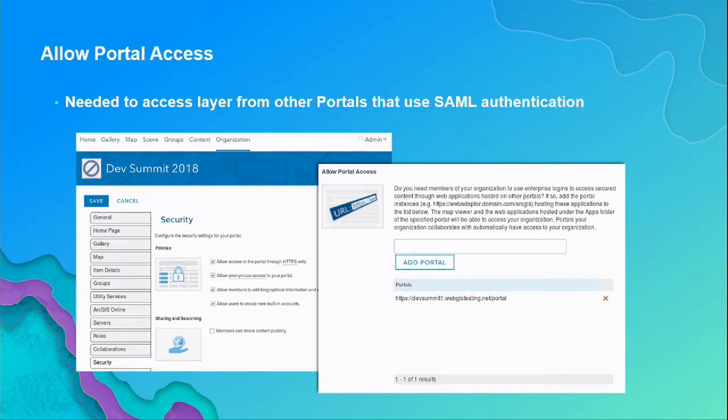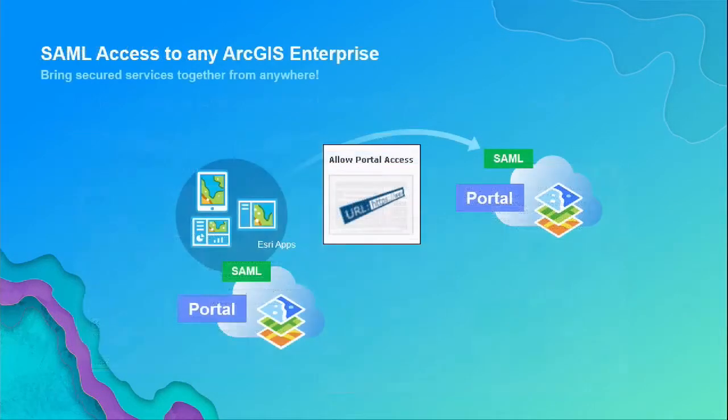I apologize. Another option is the allow portal access. This is particularly helpful when you're working with two portals and you've got a map on one portal accessing a secured service or a secured item on another portal. And if they're both using SAML authentication, this allow portal access comes into play. So I'll show you just a quick slide, just what I was referring to here. If your own portal uses SAML and you're trying to access an item on another portal also using SAML, the allow portal access allows the authentication mechanism to appear on the screen for users.